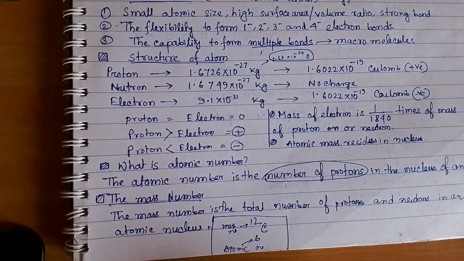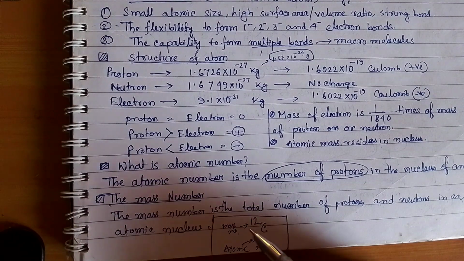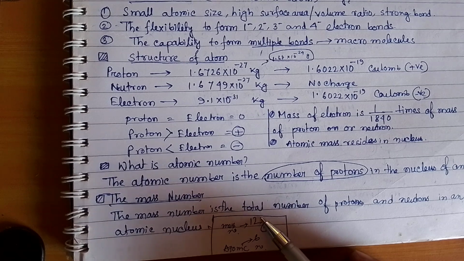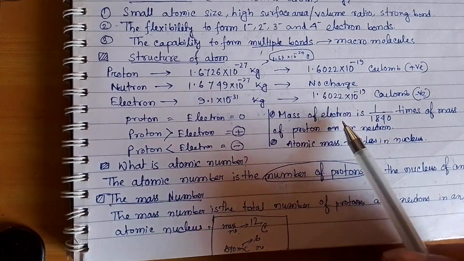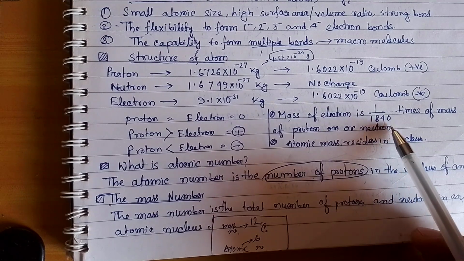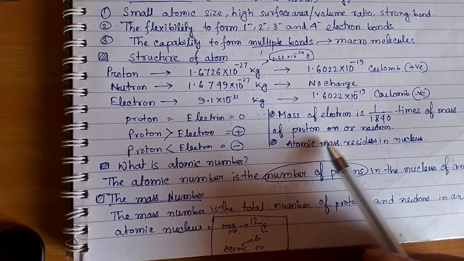So in an atomic nucleus, how will it be written? For example, carbon, C 6 12. The atomic number is in the bottom part, and the top part is the mass number. Another important thing: the mass of the electron is 1 upon 1840 times the mass of the proton or neutron.